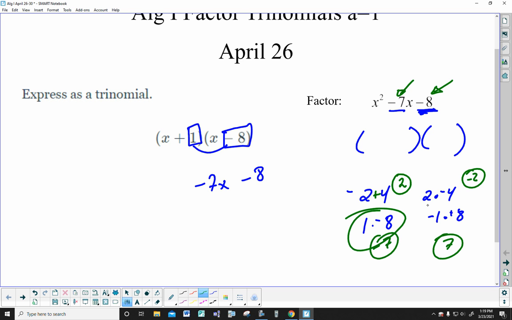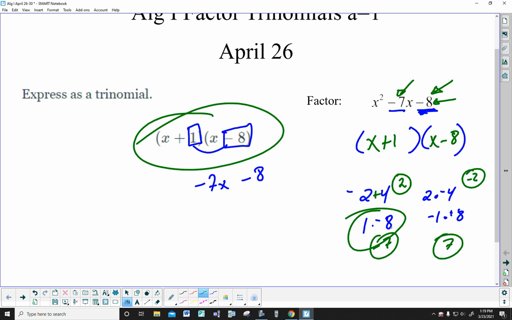Okay? So there's different ways to multiply to the end, but only one way to add to the middle. So your answer is x plus 1, x minus 8, which we already knew because the problem's right there. I'm just walking you through the questions you ask, what multiplies to the end and adds to the middle.